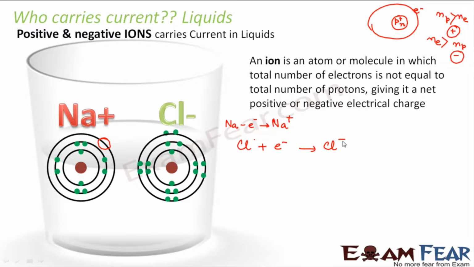Now these Na+ ions and Cl- ions, what do they do? They carry current in liquids because Na+ and Cl- are now charged particles. And what is current? Flow of charges. So Na+ and Cl- are positive and negative charges, and flow of these charges constitutes current. So in case of liquids, positive and negative ions carry current.